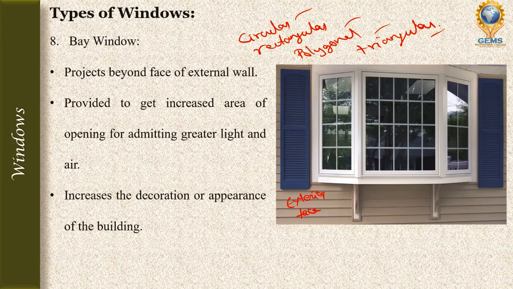So why are we providing the bay window in a home or any building? To get an increased area of opening, for admitting greater light and air. We are increasing the opening area so that a large amount of light and air can enter into our room. The second point is that it increases the decoration or appearance of the building. The appearance of the building will be improved by providing bay windows.